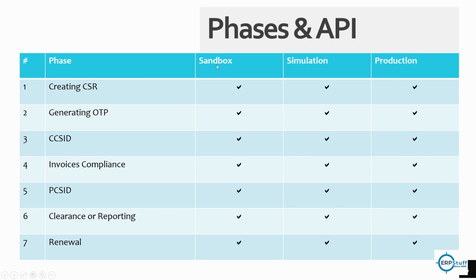So sandbox, testing or development, you can call it. Simulation, you can call it pre-production. In simulation it will be just like production, but here you are not actually reporting or clearing any document. This is just for your final testing. Keep in mind, anything reported here is not reported, it's just testing. But when you are going to production, it is final reporting.